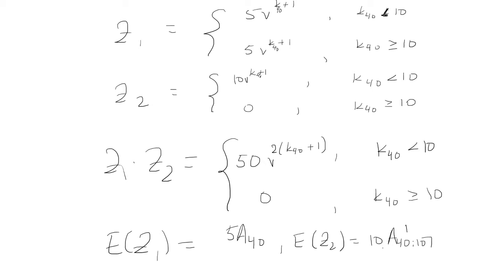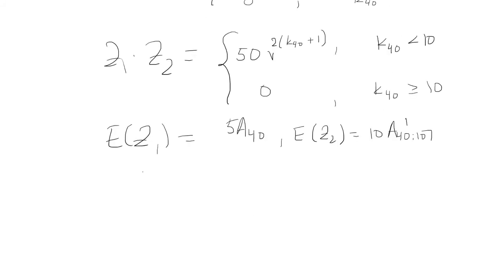Now we want to look at the expected value of Z1 times Z2. So that's 50, but here we have a 2 here. So that's where we're basically doubling, or not doubling, but squaring the discounting factor. So that's the same thing as 2A40 angle 10. And this is a 10-year term insurance when we multiply. But because there's a 2 there, we have to put the 2 over here.